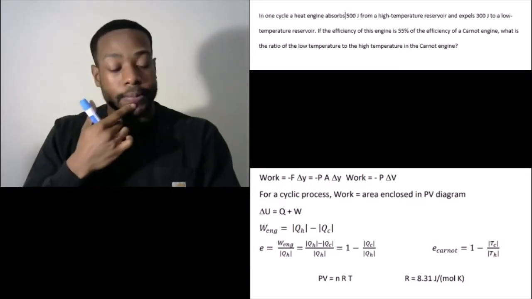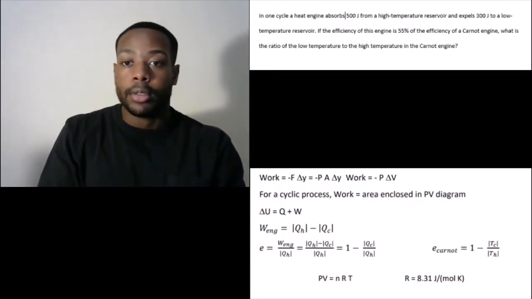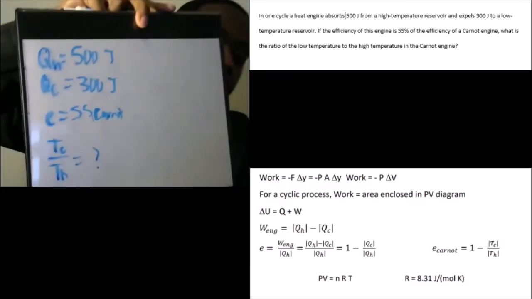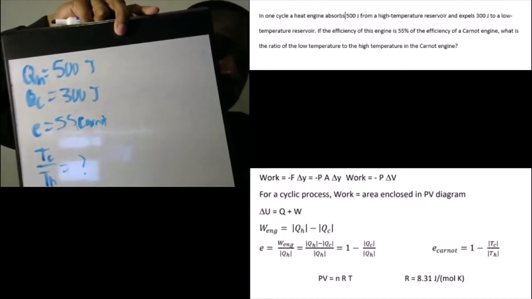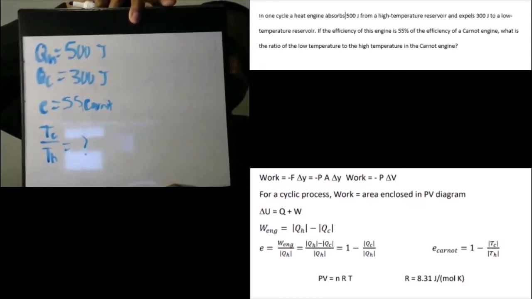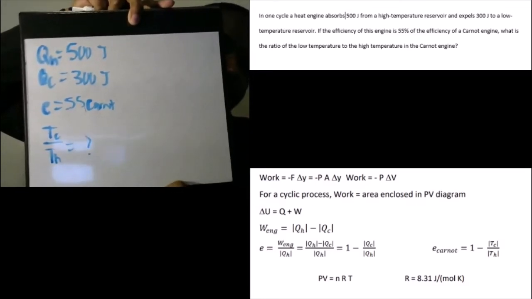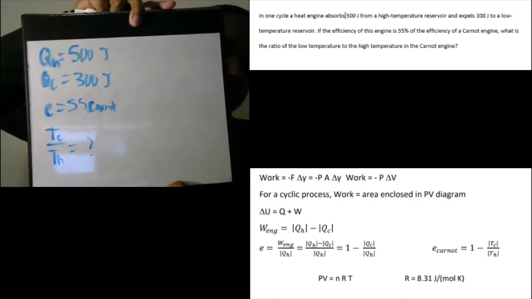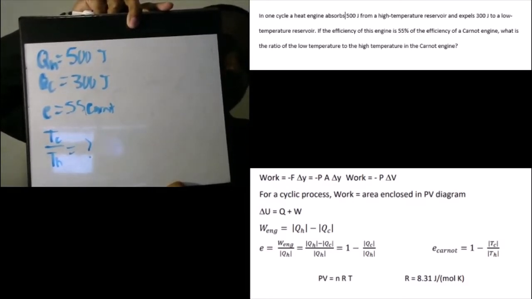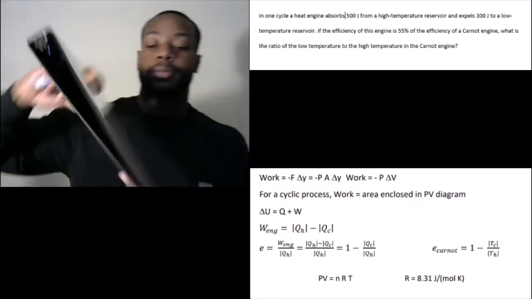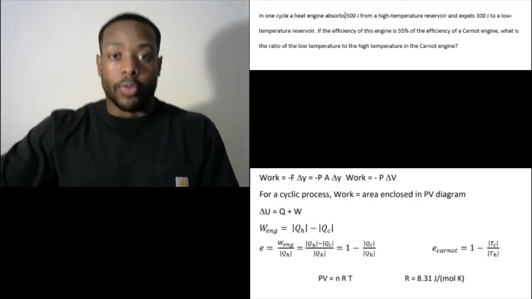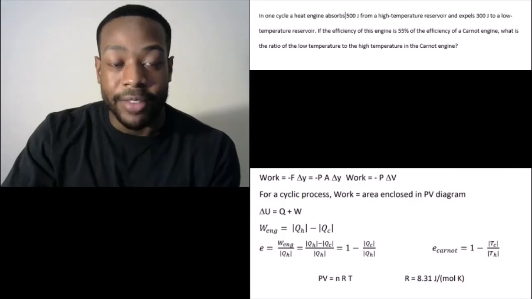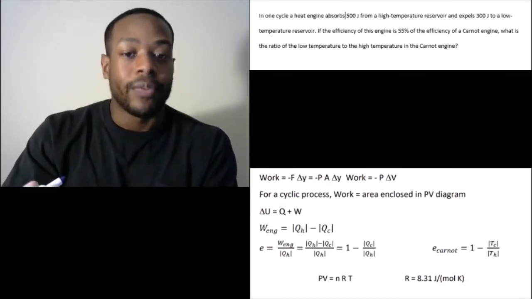So, interesting question. We want to find TC over TH, right? Here's what we've got and what we want to find. QH, the energy that we put into the system, and QC, the energy the system expels. We know that the efficiency of the system is 55% of that of a Carnot engine. First we want to find the efficiency. If we can find it, we can find the efficiency of the Carnot engine, and then find the ratio.